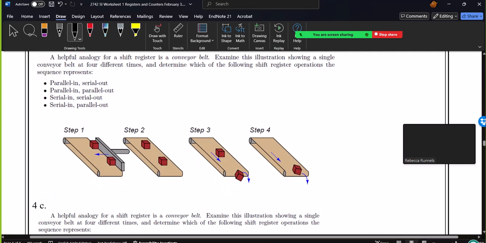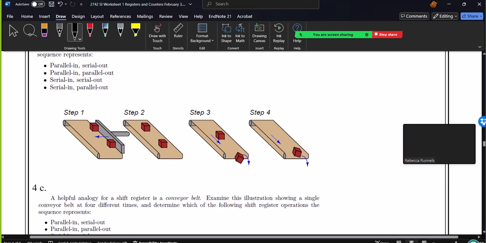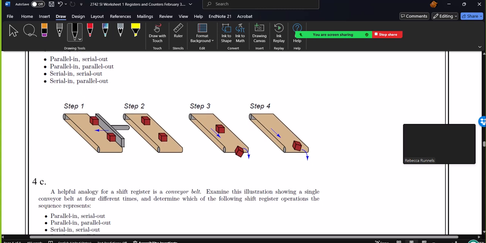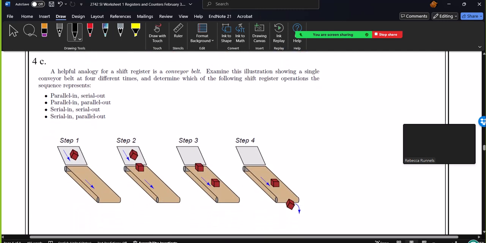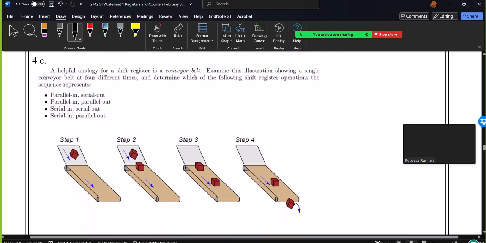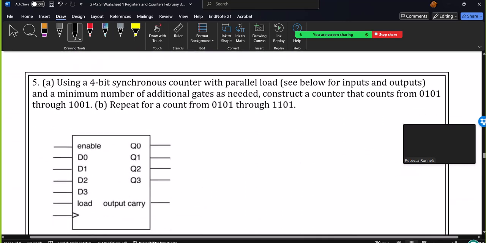Okay? How about this one? This would be parallel in, serial out. Right. And these pictures are on the worksheet, in the SI resources on the website, if you want to go back and look at them. The answers aren't there, but the pictures are there. Okay, what about this last one? Serial in, serial out. Okay, so y'all got that now.